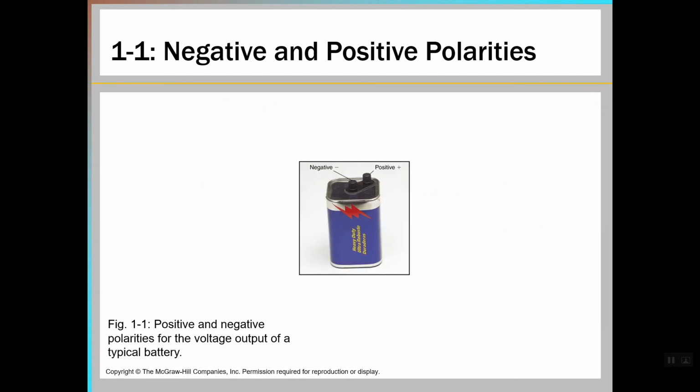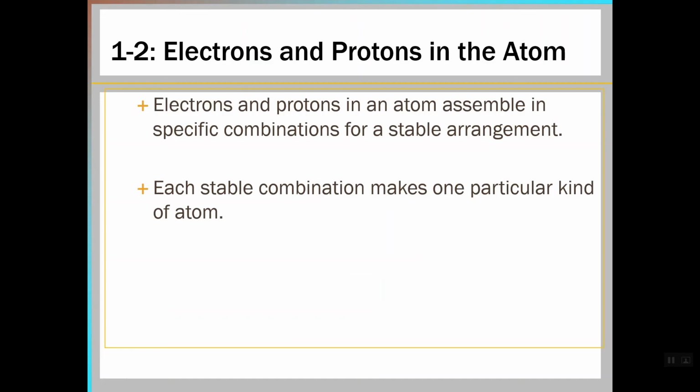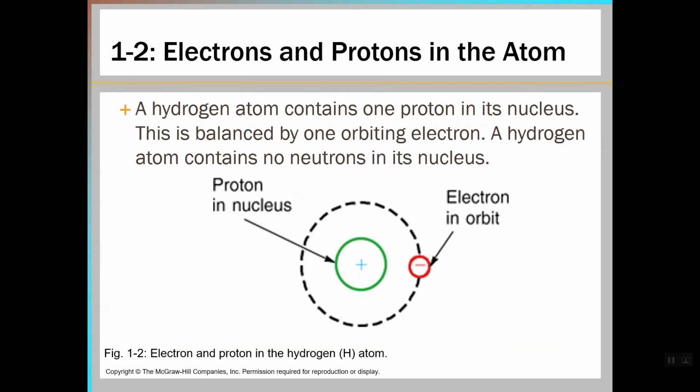Everybody's seen a battery. They all have negative and positive poles, and that's basically what we're talking about. When we talk about electricity, we talk about electron flow, and that's the flow of electrons. Here's a hydrogen atom as an example: you have one proton in the nucleus, and you have one electron in orbit.